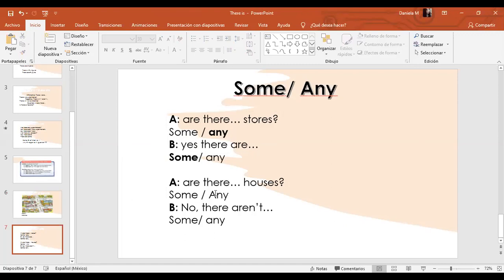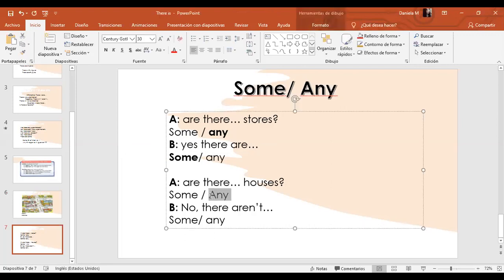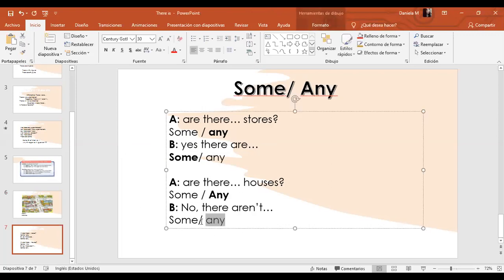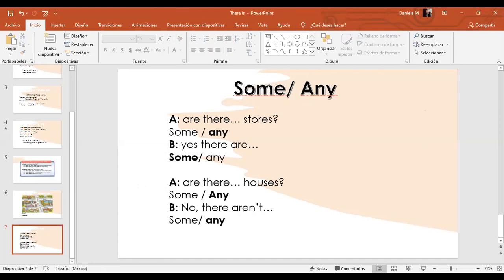Are there some houses or any houses? Good. Are there any houses? No, there aren't some, or no, there aren't any. Good. Exactly. No, there aren't any. Remember, some is for affirmative statements and any is for questions or for negative statements.